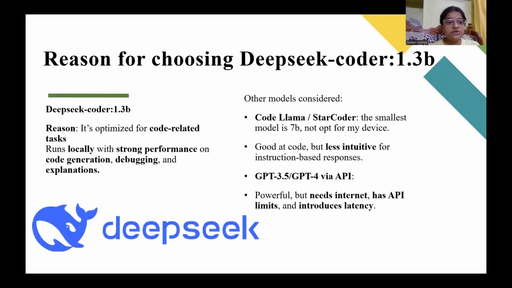The reason for choosing DeepSeek Coder was that it is optimized especially for code-related processes, and it runs locally with strong performance. The other models which we considered were CodeLlama and StarCoder, but the smallest model was 7 billion, which is not optimal for our device. It is good at coding, but less intuitive for instruction-based responses, whereas DeepSeek Coder is tuned to follow natural language instructions very well. Therefore, we have chosen DeepSeek Coder.